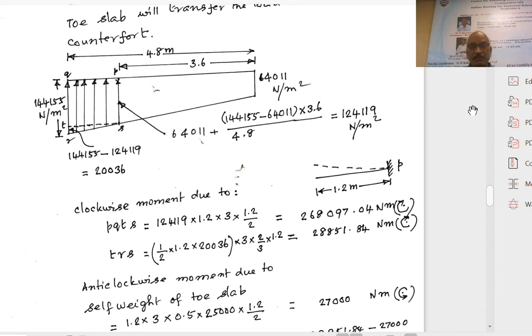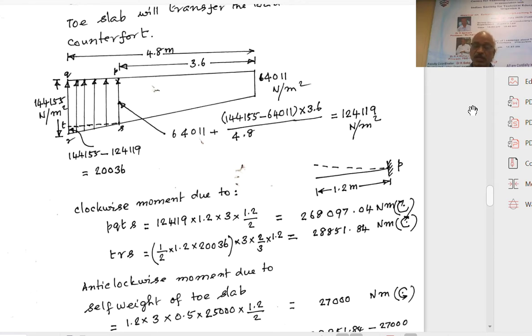Then the self weight will cause an anti-clockwise moment. So self weight is 1.2 meter length of the cantilever, 3 meters length of slab, into that is the area, into thickness 0.5. So that will give the volume of concrete. Density of concrete is 25,000. So that will give the weight of concrete, and that will be acting at 1.2 by 2. So that is 27,000 Newton meter.